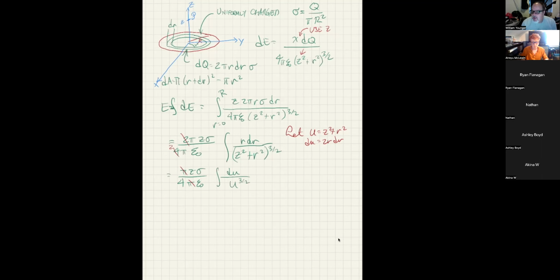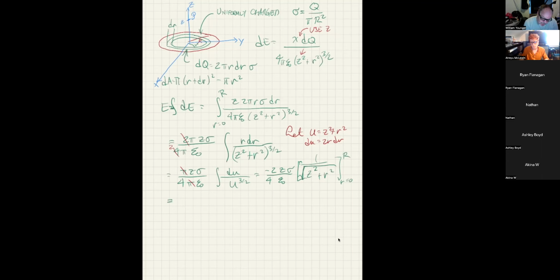And when you take u to the negative 3/2 and you add 2/2 to it, you get negative 1/2, divided by negative 1/2, which is the same thing as multiplying by negative 2. So I'm now going to get negative 2 z sigma. Isn't it convenient that that 2 cancels so nicely with the 4, leaving z over 4 epsilon naught? Now I've already taken care of the one half. So all I need now is z squared plus r squared. Actually, I'll just write it as a square root in the bottom. And I'm going to evaluate that from r equals 0 to R.